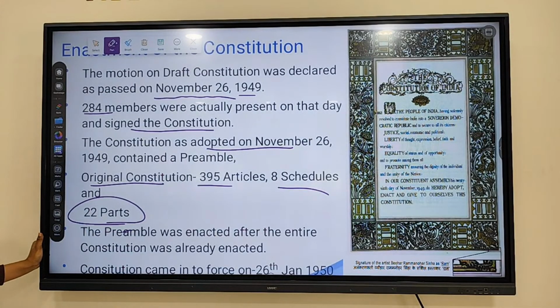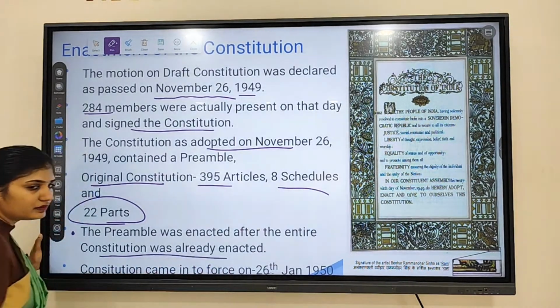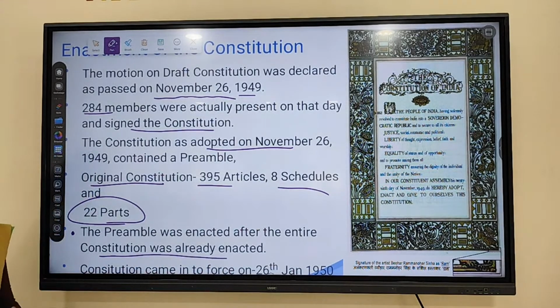Okay. Then, see here, the very important point is that after enactment of the constitution, when the constitution became ready, then they added up the preamble for that. Understood? First they just made ready the constitution book, then they have added the preamble. That is the identity card, introduction of the constitution.